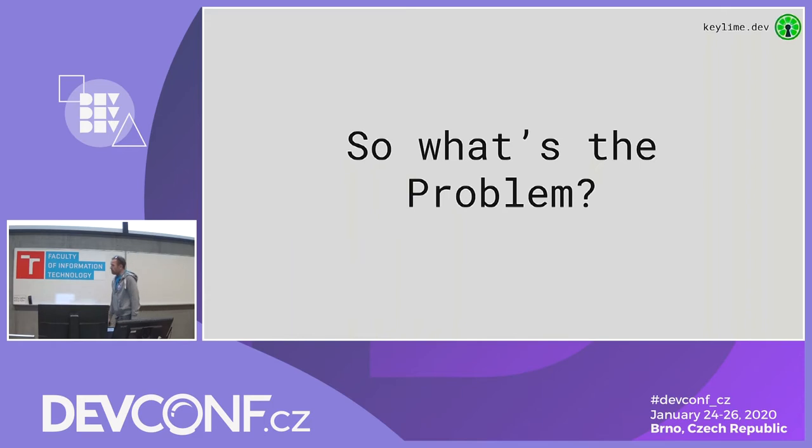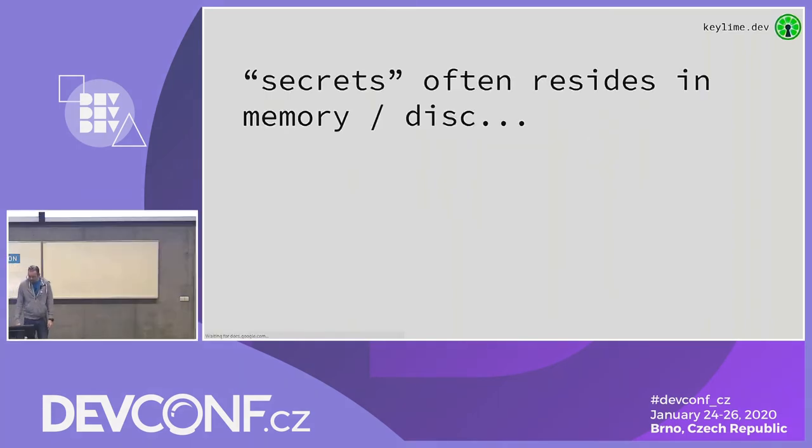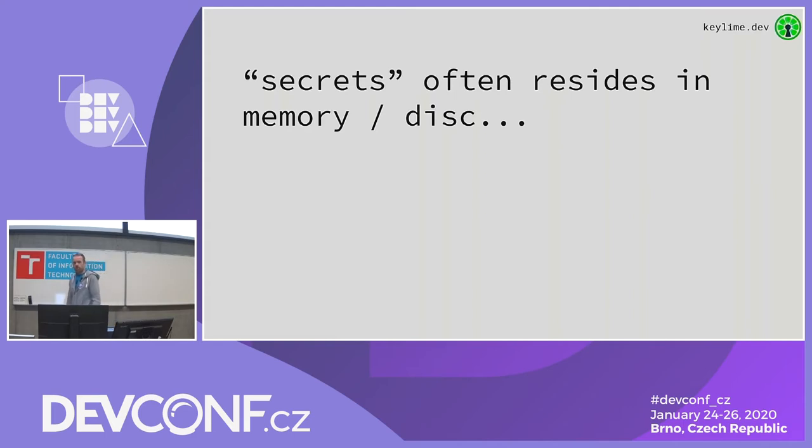So let's go into what is the problem, because I think there's a lot of software out there that's looking for a problem to solve. Whereas I think the good thing with Keylime is there's a solid problem there for us to address. So as it stands, quite often, secrets reside within the memory, the disk, or the CPU.